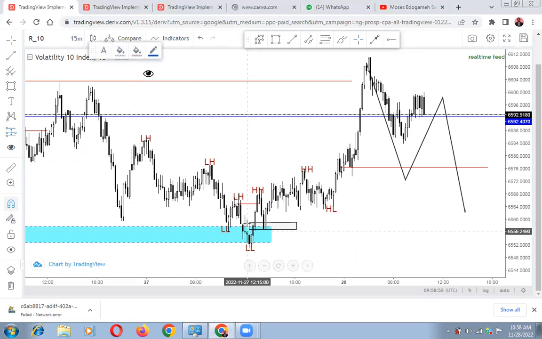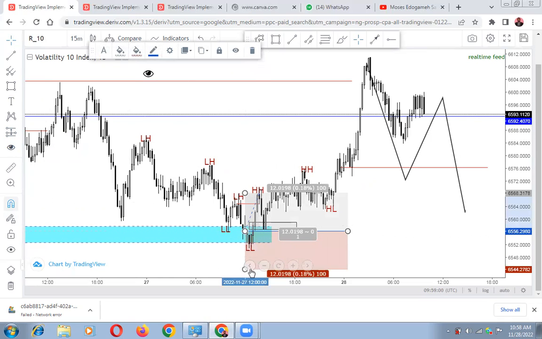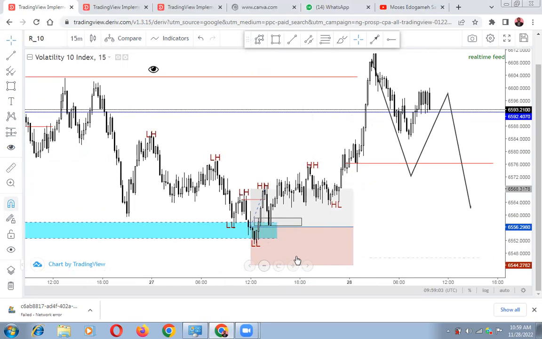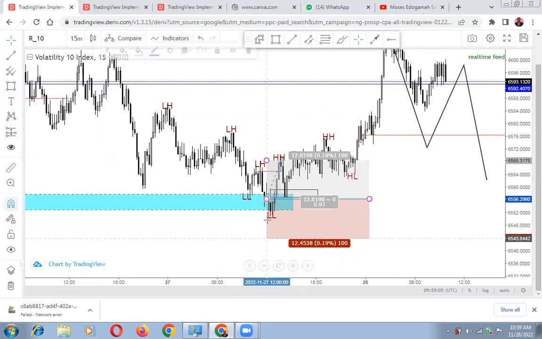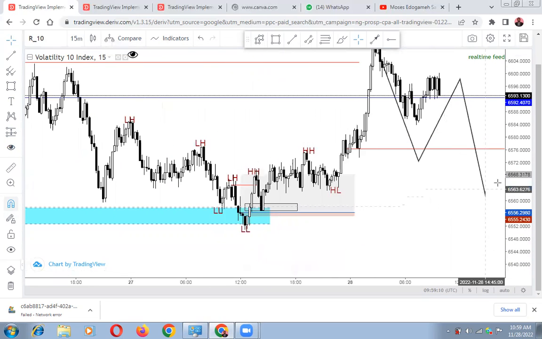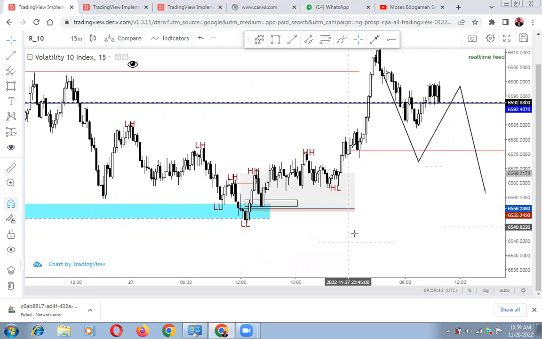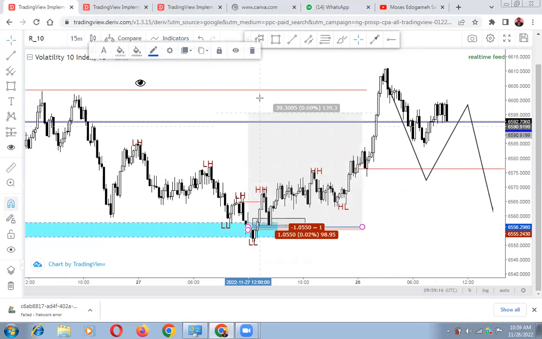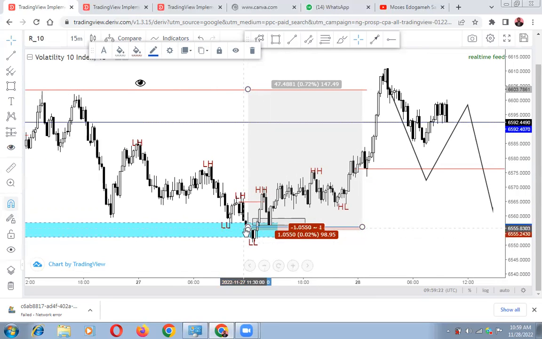Your entry, this place. The stop loss would be on this lower low, and then you keep taking price upward, upward, upward. I've taken price to this ton of liquidity that was here.